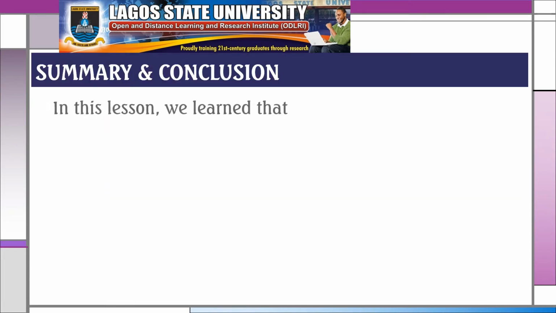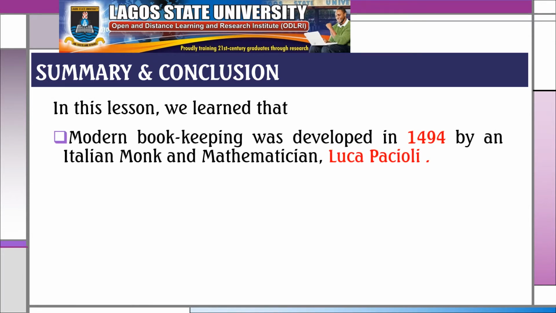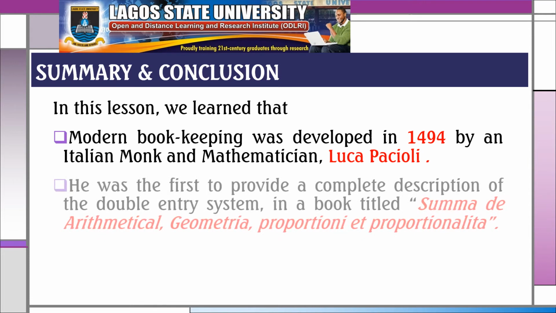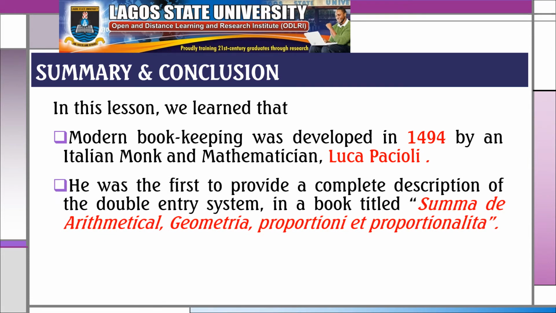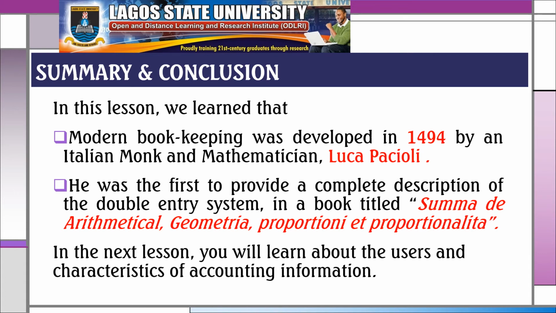Summary and conclusion. In this lesson, we learned that modern bookkeeping was developed in 1494 by an Italian monk and mathematician, Luca Pacioli. He was the first to provide a complete description of the double entry system in a book titled Summa de Arithmetica Geometria Proportioni et Proportionalita. In the next lesson, you will learn about the users and characteristics of accounting information. I hope you enjoyed today's lesson. Thank you.